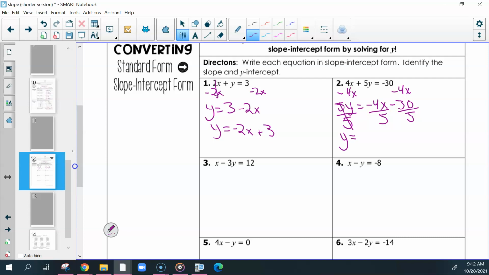Negative 4 over 5 does not simplify, and you want to leave whatever that is as a fraction. And then negative 30 over 5 would just be negative 6. Is the x on the outside of the fraction? It really doesn't matter. You can put it here, you can put it up here. Either one.